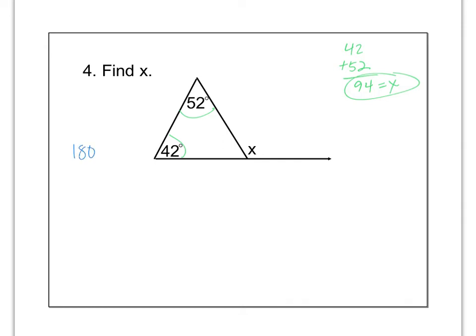180 minus 52 minus 42. That is 86. And so this corner right here is 86. But think about these two together. These two together should add up to 180. So then 180 minus 86 is 94. So either way you get it is fine, but 94 is your final answer.